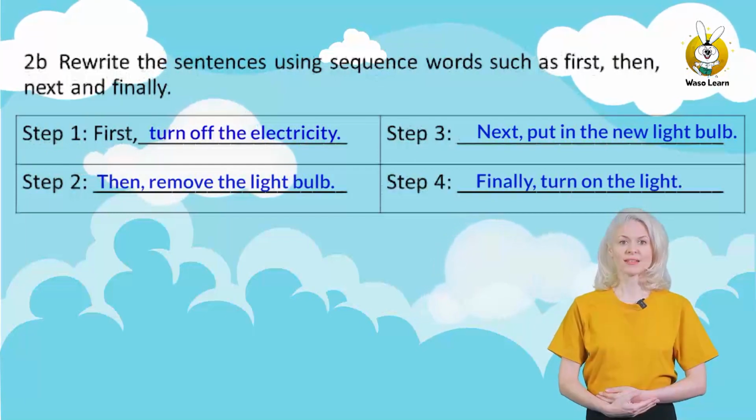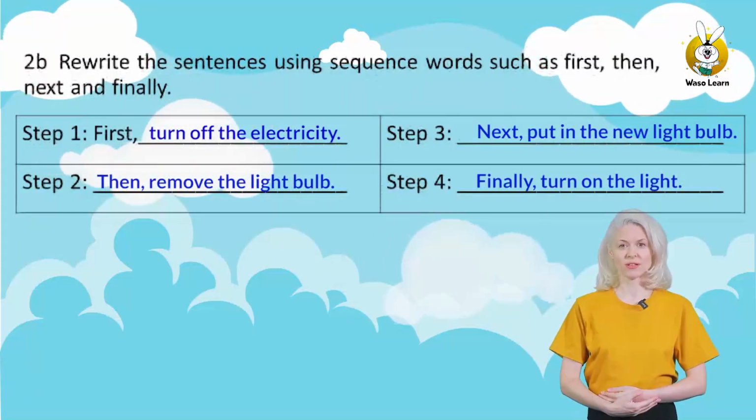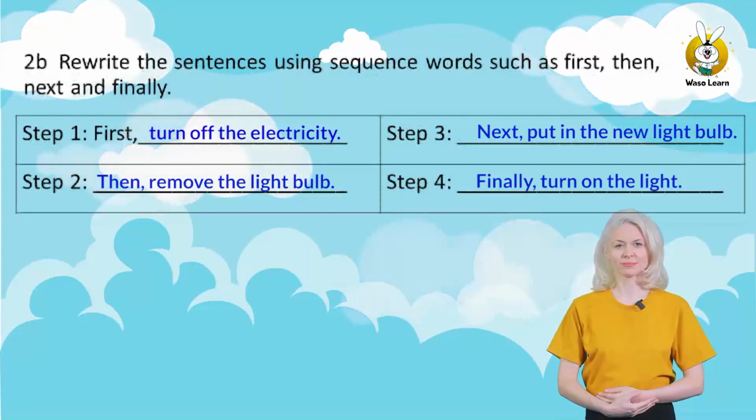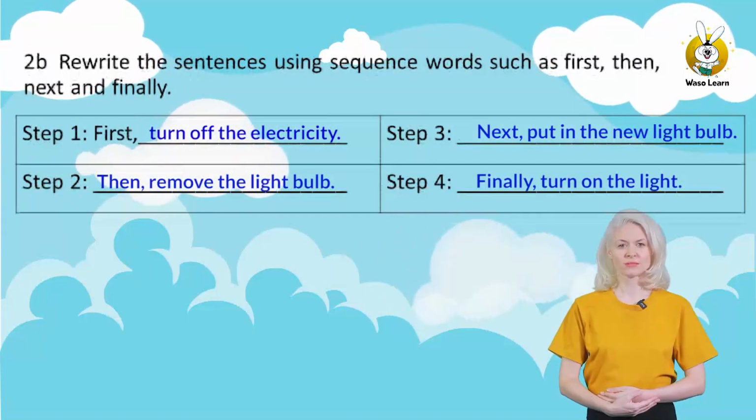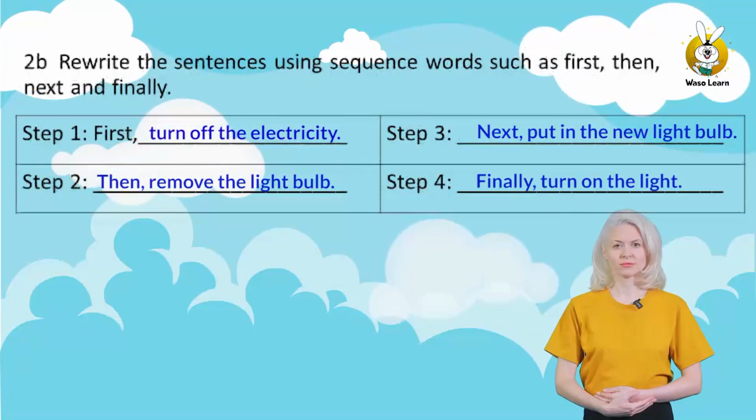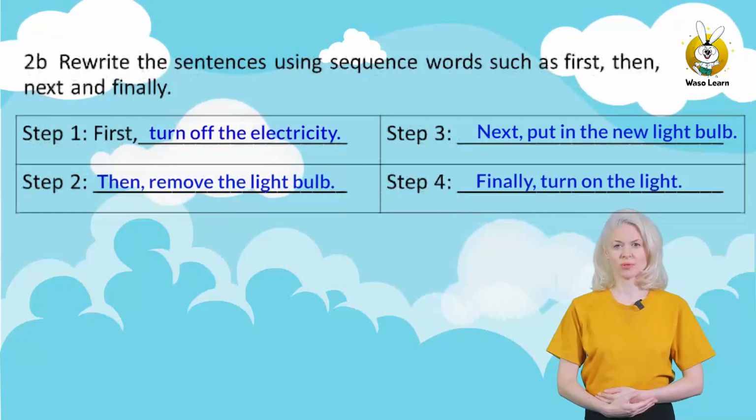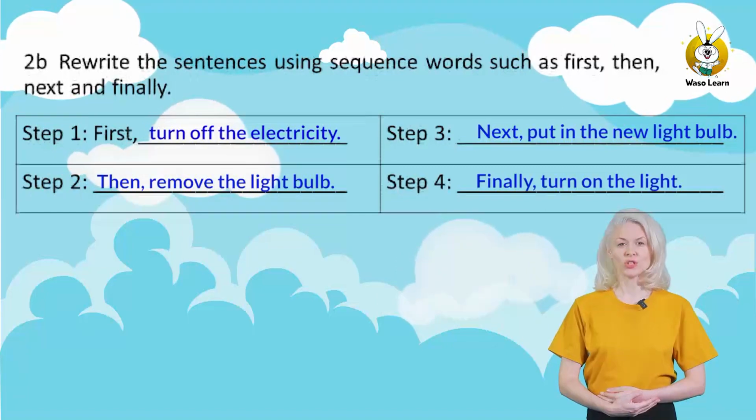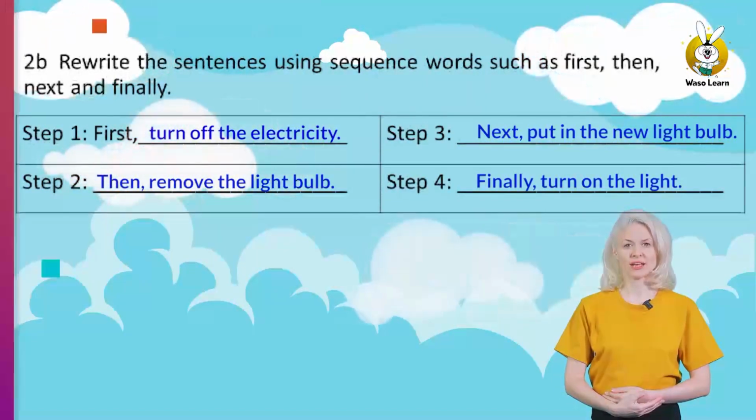2b. Rewrite the sentences using sequence words such as first, then, next, and finally. Step 1. First, turn off the electricity. Then, remove the light bulb. Next, put in the new light bulb. Finally, turn on the light.